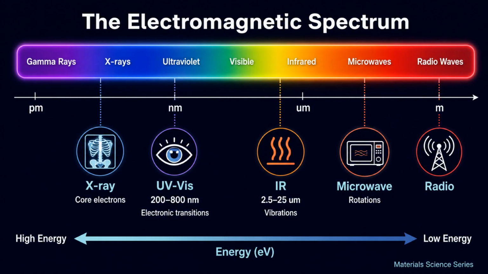The electromagnetic spectrum spans an enormous range from gamma rays to radio waves. Different spectroscopy techniques utilize different regions. UV-visible spectroscopy uses 200 to 800 nanometers to probe electronic transitions. Infrared spectroscopy targets molecular vibrations at 2.5 to 25 micrometers. Microwaves probe molecular rotations, while X-rays examine core electrons. Each region probes different molecular properties, giving us complementary information about molecular structure.